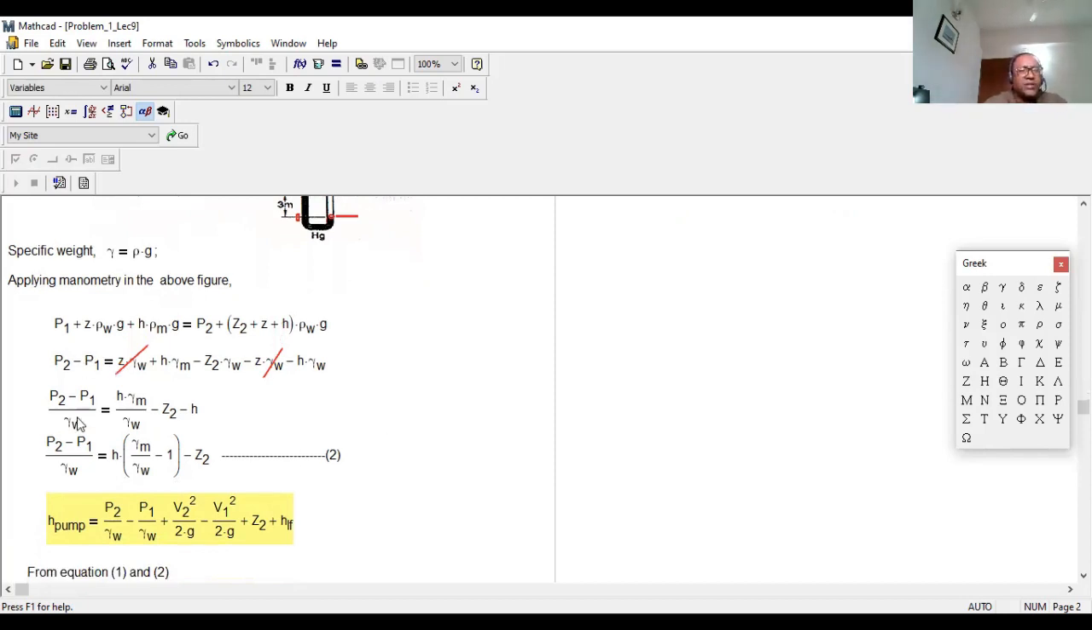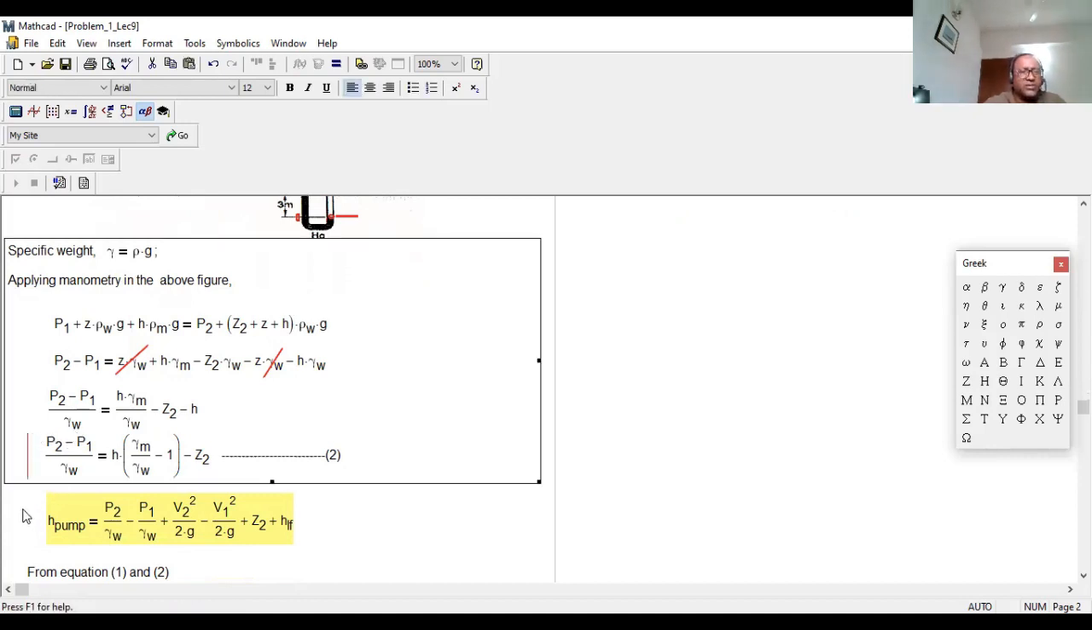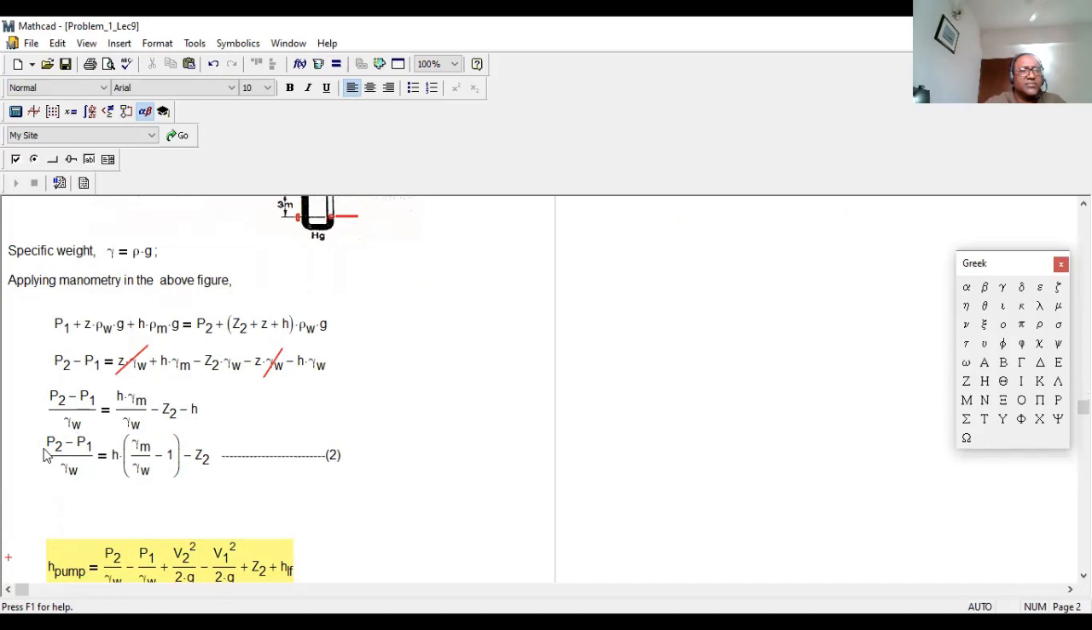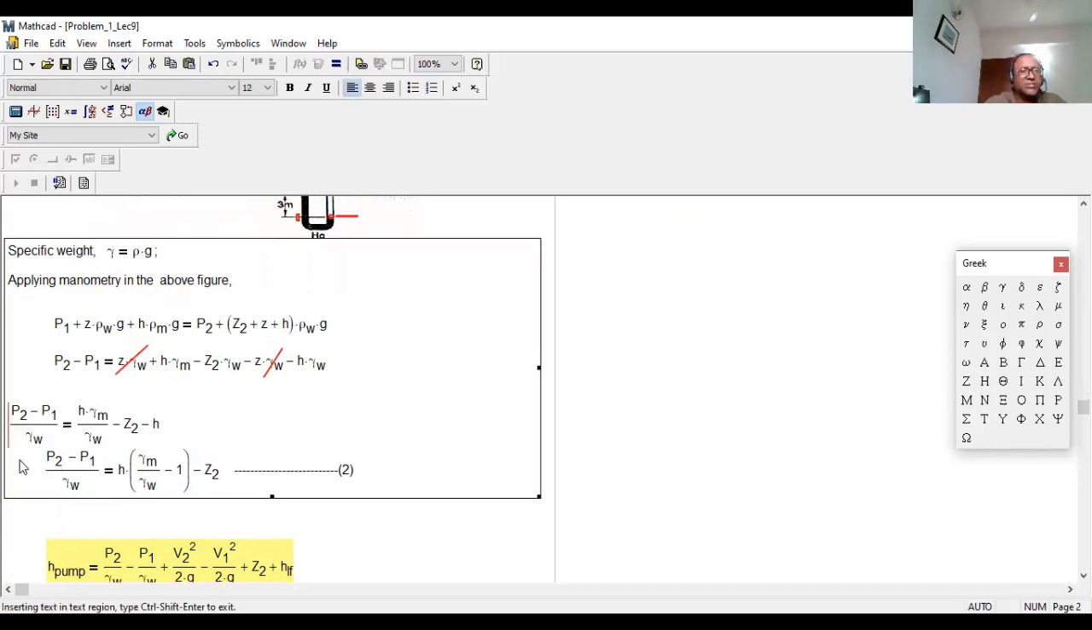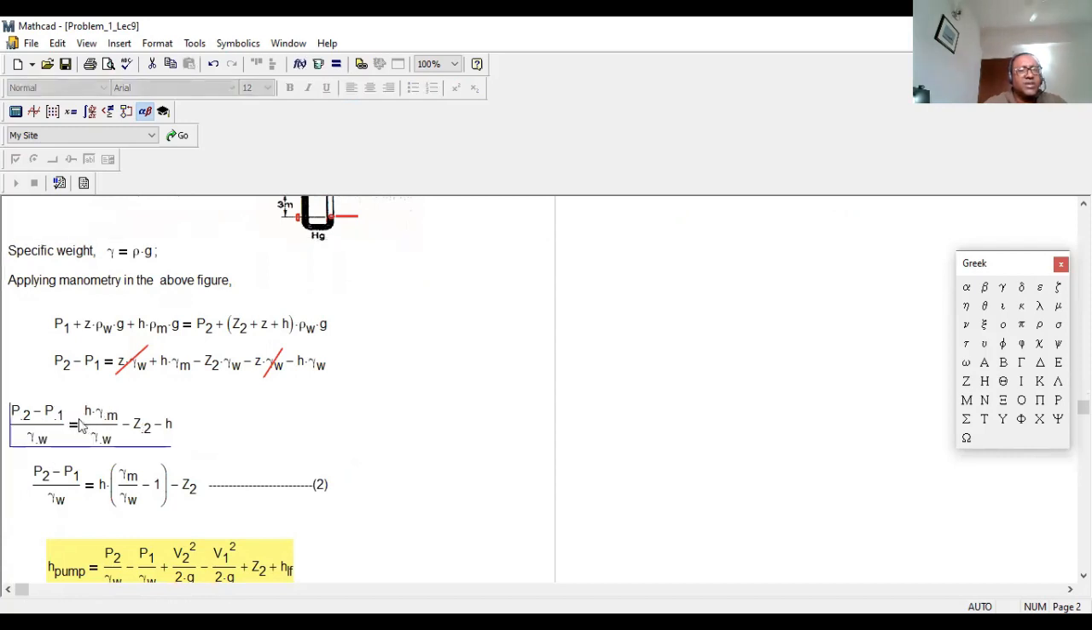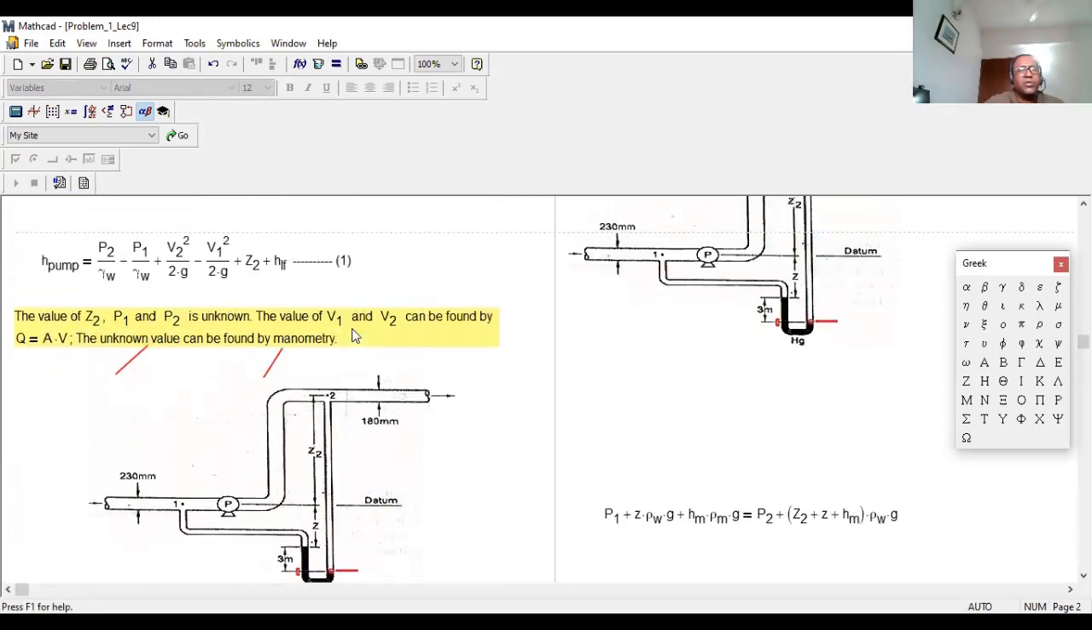So you are getting, you see right over here, divided by gamma W. So H gamma M divided by gamma W. Z2 by gamma W, gamma W out. H gamma W divided by gamma W, gamma W out. So you have only this term, right? Now if I take H common between this term and this term, we have this term minus Z2.